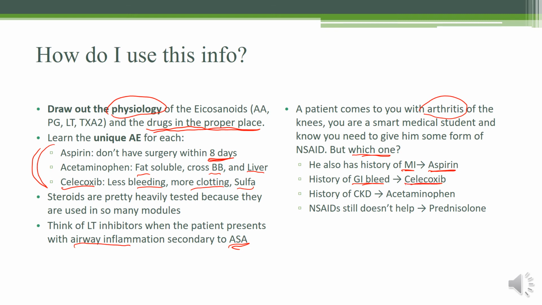If they have a history of chronic kidney disease, or in children with tiny kidneys, you probably want to use acetaminophen, which doesn't really help with the inflammation, but it definitely helps with the pain. And finally, if it's just completely resistant to NSAIDs, you want to bring out the big guns like the steroids or the glucocorticosteroids such as prednisolone.